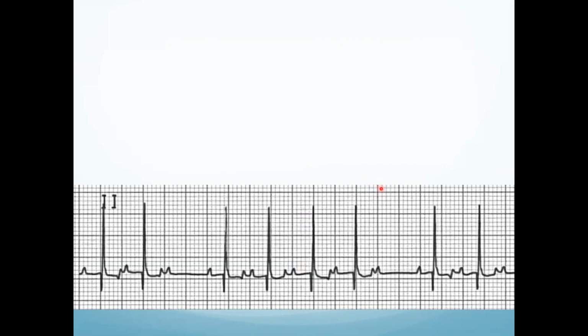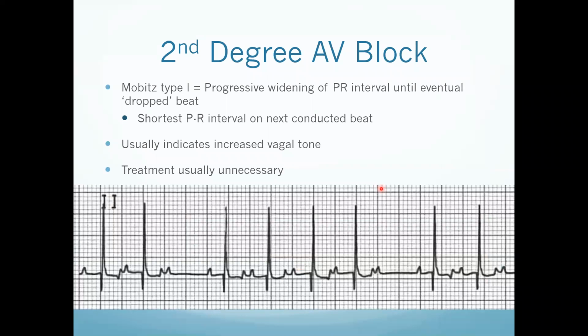Okay, we move on a bit further, and we're now going to have second degree AV block. So now we're going to have P waves without associated QRS complexes. We're going to have a P wave just sitting on its own, and another P wave that does get conducted. We have to have evidence of at least some of the P waves being conducted to call it second degree AV block. Now we've got two types: Mobitz type 1 and Mobitz type 2.